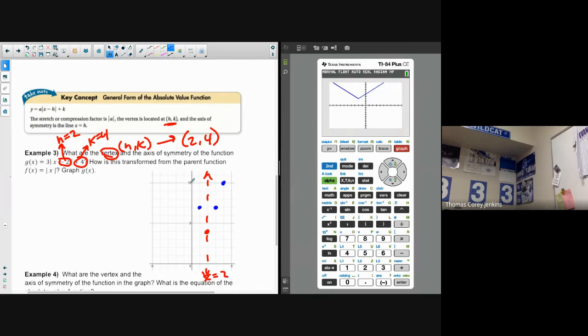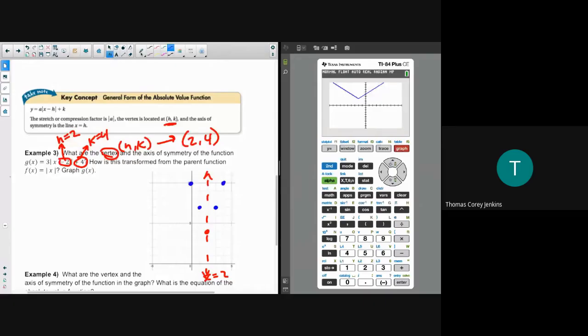All right, so that kind of gives me the shape of my graph. Go ahead and finish by making it a continuous function.